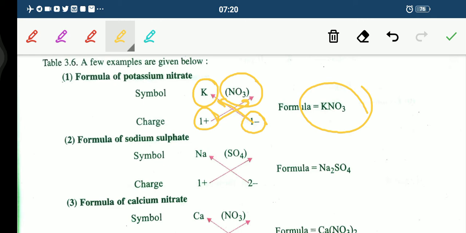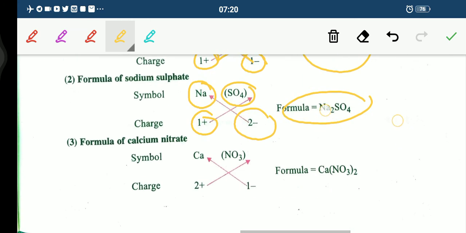Fine. So now formula of sodium sulfate. Sodium is Na and sulfate is SO4. What are the charges? On sodium it is +1, on sulfate it is 2 negative. Fine. I have already told you to learn that table, bache. Unless you learn that table, you won't be able to write the chemical formula. Remember this thing. So simply crisscross it and the formula becomes Na2SO4.